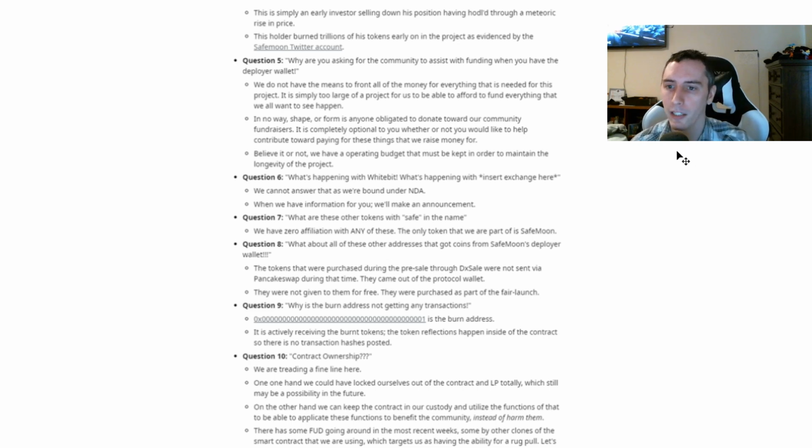Question 5. Why are you asking for the community to assist with funding when you have the deployer wallet? They said, we do not have the means to front all of the money for everything that is needed for this project. It is simply too large of a project for us to be able to afford to fund everything that we all want to see happen. In no way, shape, or form is anyone obligated to donate toward our community fundraisers. It is completely optional to you whether or not you would like to help contribute toward paying for these things that we raise money for.